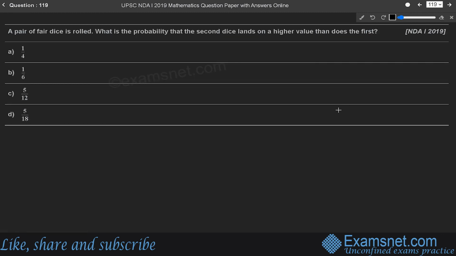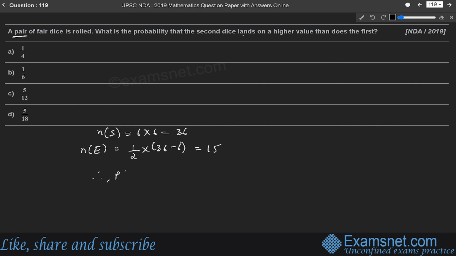Next question is, a pair of fair dice is rolled. What is the probability that the second dice lands on a higher value than the first? Again, the question is from probability. We know that n of S will be equal to 6 into 6, meaning the total cases will be 36, because a pair of dice is rolled, and the favorable cases n of E will be 1 by 2 into 36 minus 6, which equals 15, because the second dice lands on a higher value than the first.